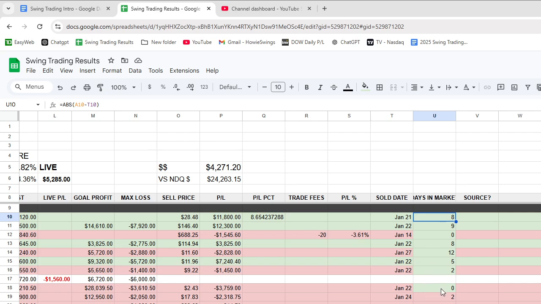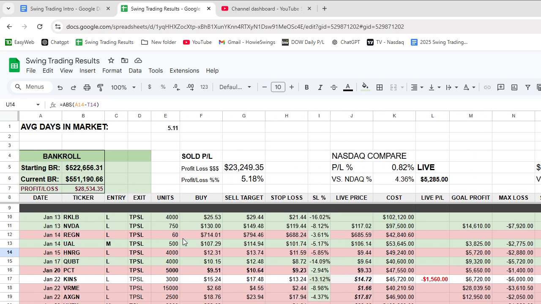So you can see a couple of them I got stopped out not even on the same day, which is probably not a high enough stop loss. And then some of them lasted 8, 9, 10 days. Some of them just a couple. But that will give me my average days in market just for information.